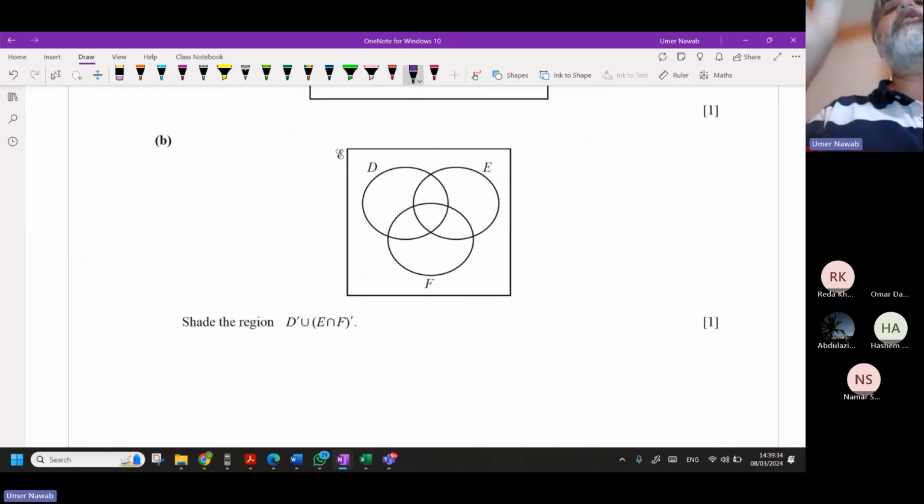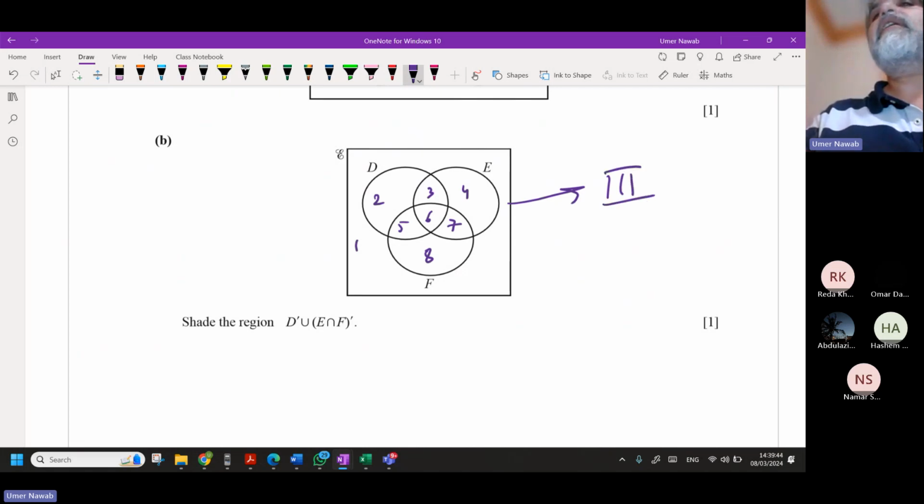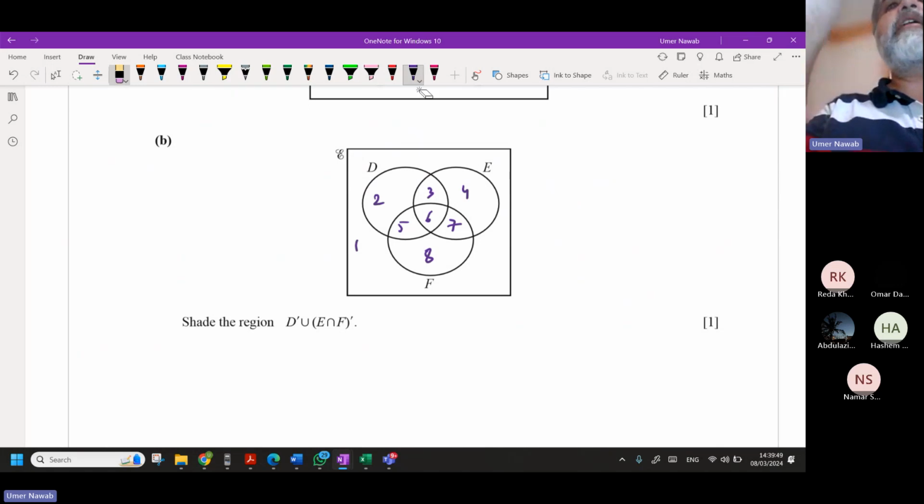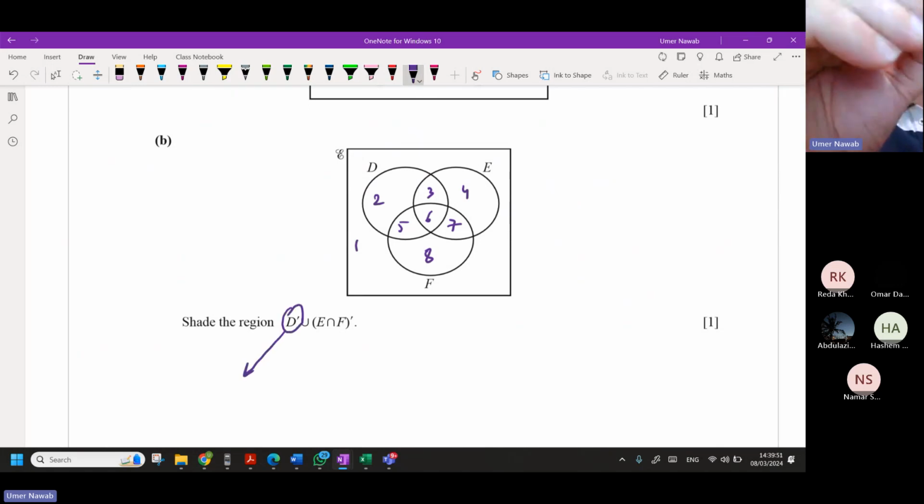Next is the B part, guys. Very interesting. And I use Mr. Abdusalam's technique. 1, 2, 3, 4, 5, 6, 7, and 8. This is a 3 sets category, and the 3 sets category is always divided into 8 regions. So I want to check which portion is coming outside of D. Outside of D is 1, 8, 7, and 4.